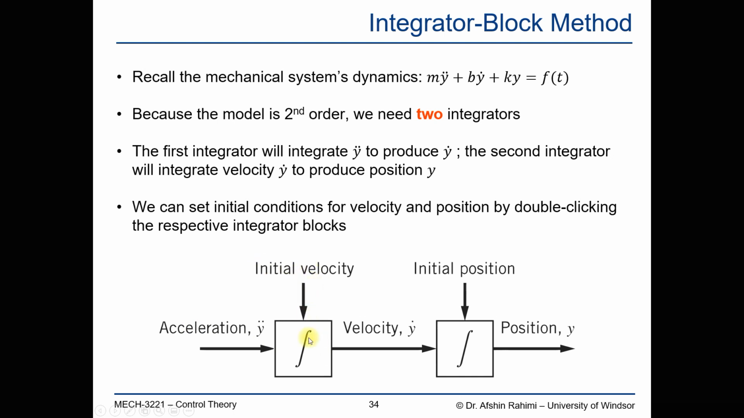So for the integrator block, if we input a derivative, it will give us the output as an integral of that derivative. So if we have y double dot, we will get y dot. If we have y dot, we will get y. But in the integrator block, you also can add initial conditions for that integration. So in our case, it will allow us to include initial conditions for our system modeling. We can set initial conditions for velocity and position by double-clicking the respective integrator blocks.